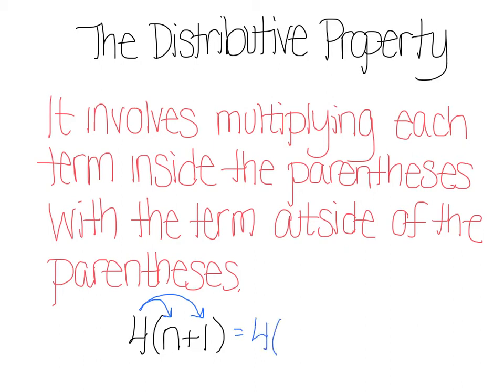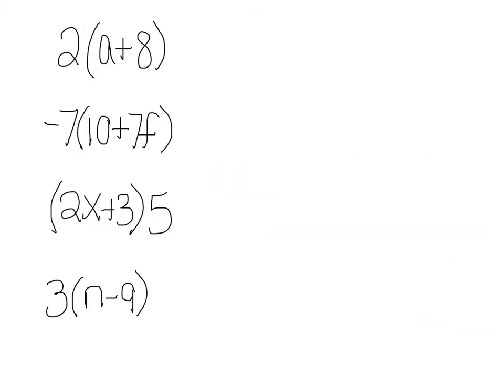So we have 4 times n. We're going to keep the sign in the middle, which is plus, and 4 times 1. And this simplifies to 4n plus 4. So we take the term that's on the outside and multiply it by each term on the inside, and that is the distributive property. So looking at these problems, we're going to take the term that's on the outside and multiply it by each term on the inside. If the term is on the outside on the other side, you're still doing the same thing. You're multiplying it by each term on the inside.